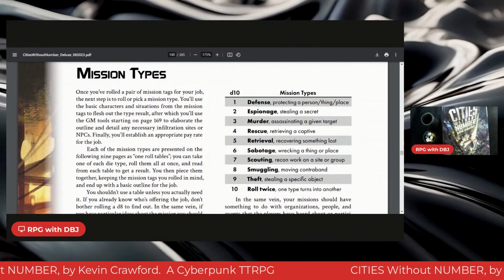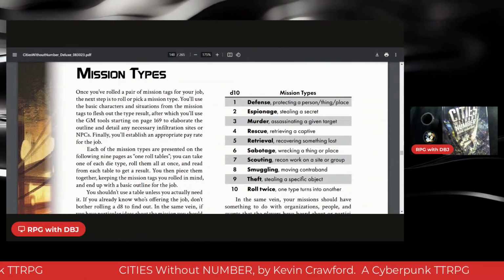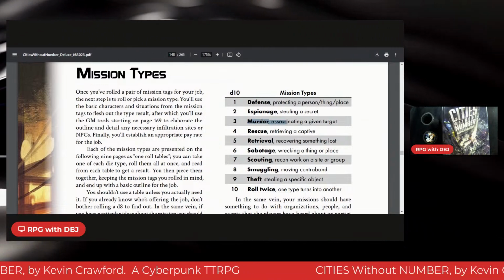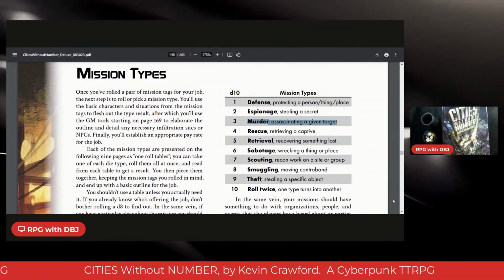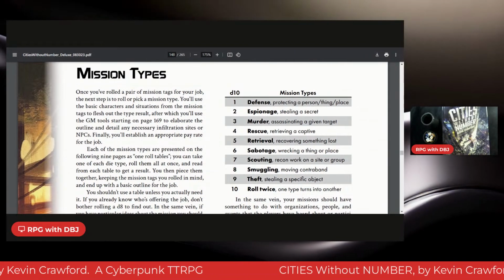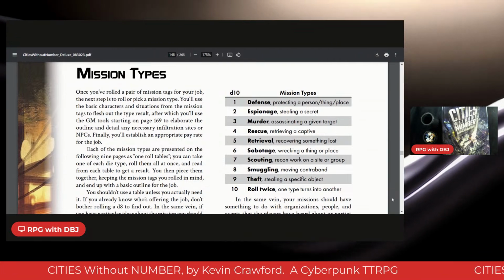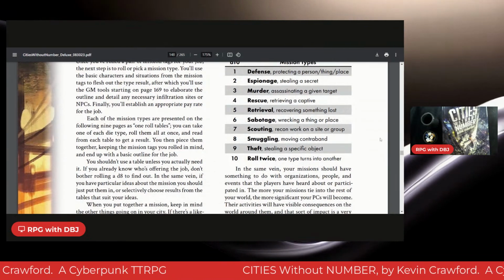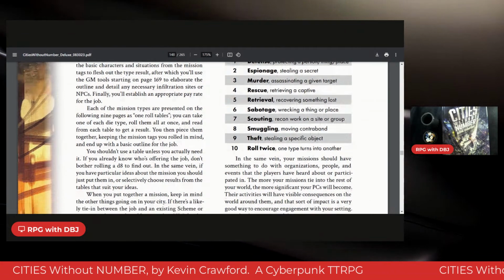Everything from defense, espionage, murder, rescue, retrieval, sabotage, scouting, smuggling, theft. The funny thing is, I've never really run too many assassination style missions or adventures of any type, from fantasy to modern to sci-fi, but tons of rescue, retrieval, sabotaging, smuggling, theft. I've done a lot of that kind of stuff. Espionage, stealing secrets. Yeah, yeah, yeah. Defense, even protecting a person, place, or thing. Definitely protecting people and things.